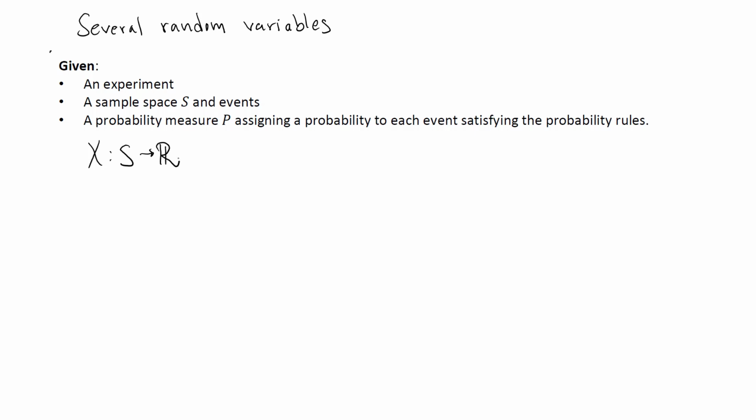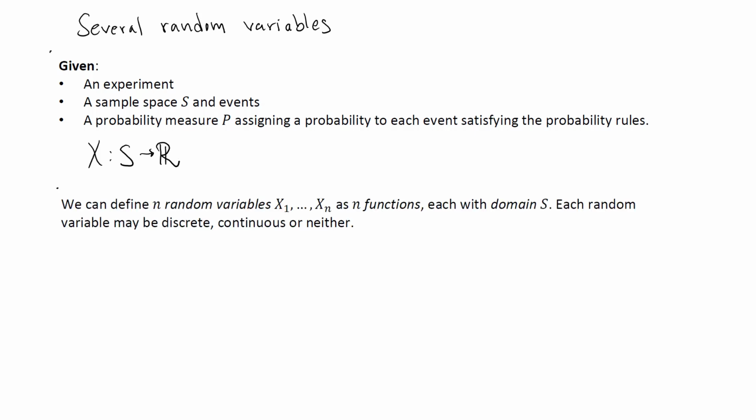Now, once I have such a setup, an experiment, sample space, events, and a probability measure, there is nothing to stop us from defining several random variables. That is, defining several different functions from S to R. So based on the experiment, we can define n random variables. It is common then to use a subscript to distinguish them, x1 through xn. And these are simply n different functions, each with the domain S. Each of these random variables may be discrete, continuous, or neither. So it's possible to have a mixture of discrete and continuous random variables.